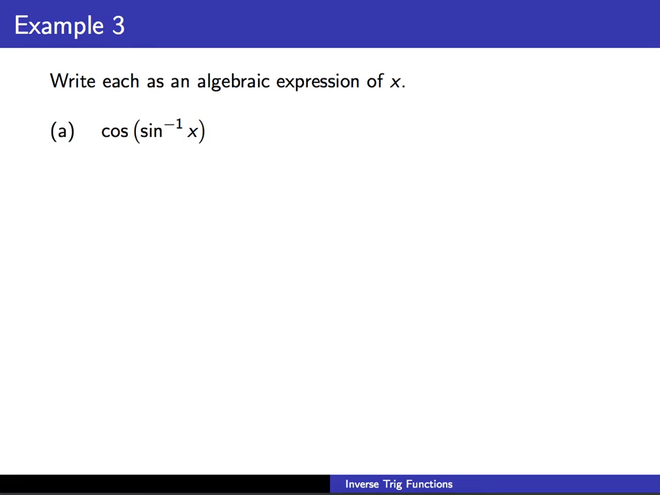So example 3, write each as an algebraic expression of x. We have the cosine of the inverse sine of x. Essentially we can create a generalization: if we put a value of x in, and in this case it would have to be between -1 and 1, and took the inverse sine of it and then took the cosine of that result, we can create a new function that does all that for us. Here, again, we're not looking at a particular value, but a more generalized value. So we're going to start with the inverse sine of x, or to put it as a fraction, the inverse sine of x over 1.